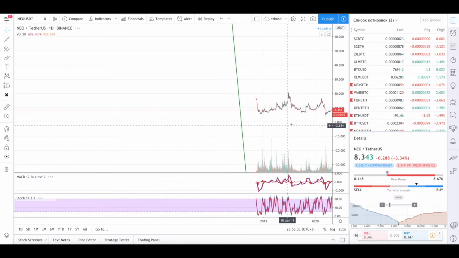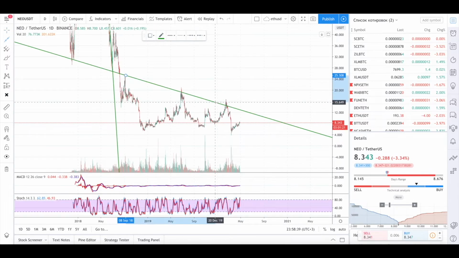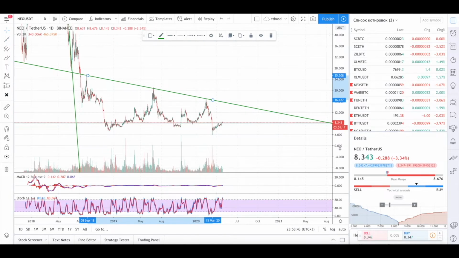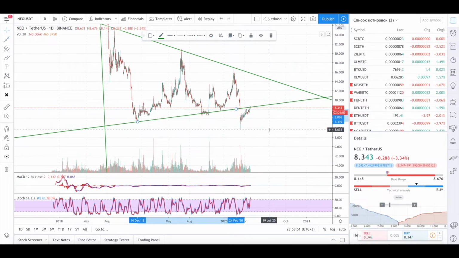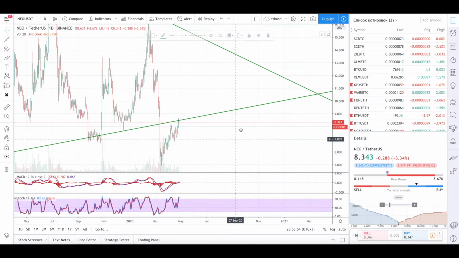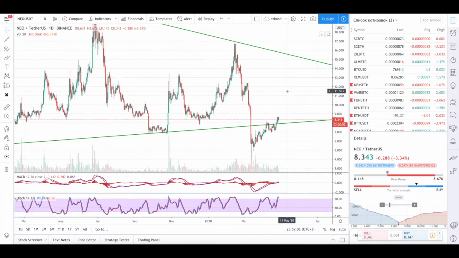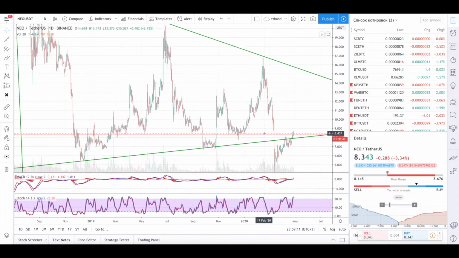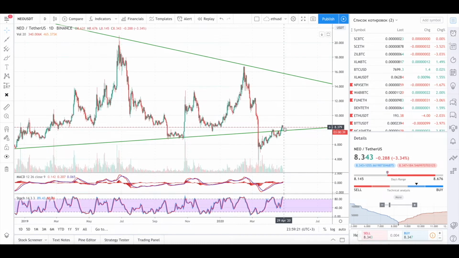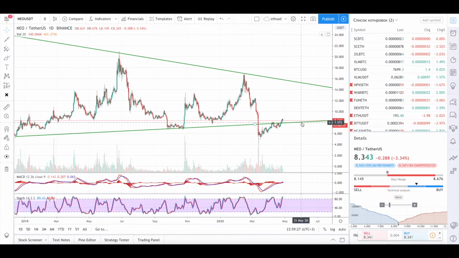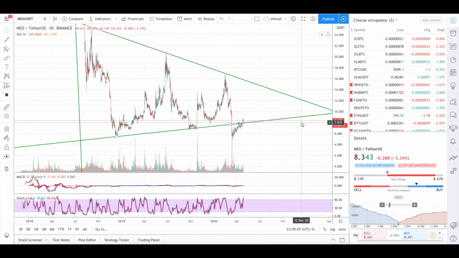At the moment, if we zoom in, we will see that the coin forms a certain triangle. It came out of this triangle, but at the moment it has already returned to the triangle and fixed there. Most likely it should now go to the upper border of the triangle, and the situation is developing so that most likely it will rebound inside this triangle, and once again it will break this triangle and the price will go up.